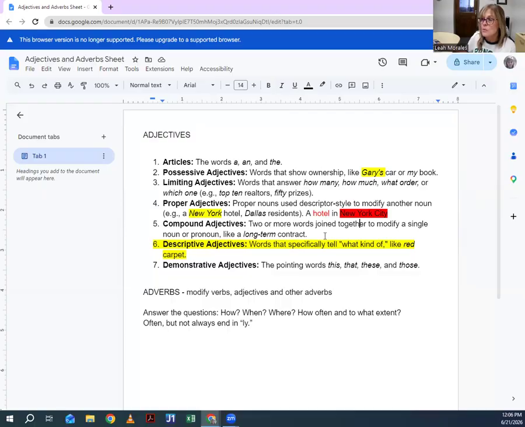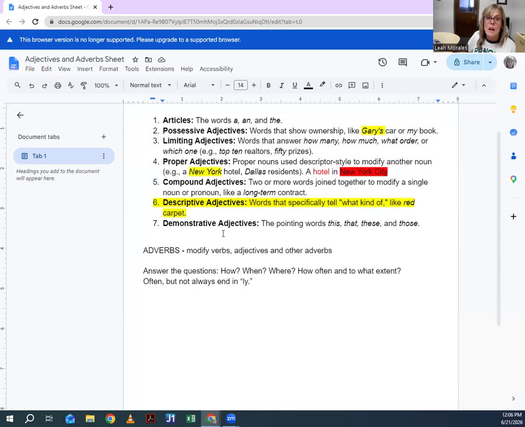Compound adjectives are 2 or more words joined together to modify a single noun or pronoun, like a long-term contract. Those are a little bit easier to understand. And then we also have demonstrative adjectives, the pointing words: this, that, these, and those. Again, not words you would normally think about as being adjectives, but they are.